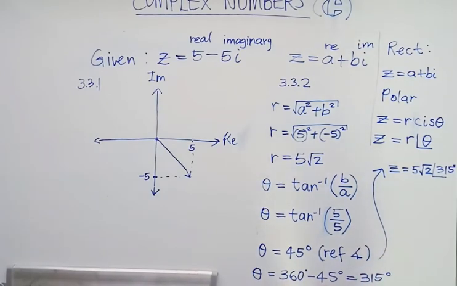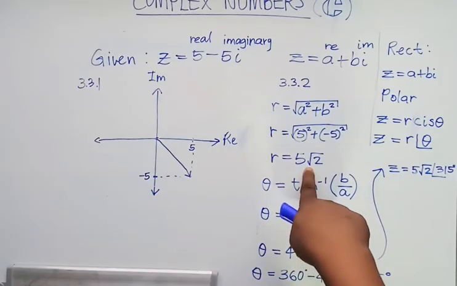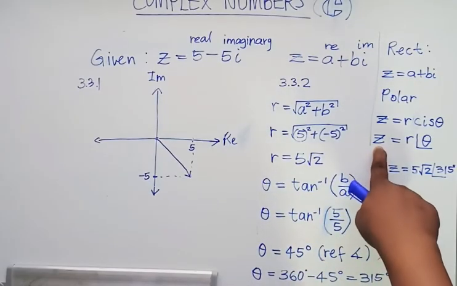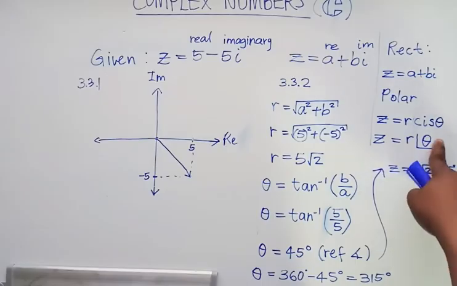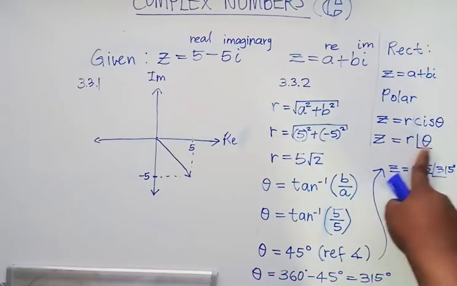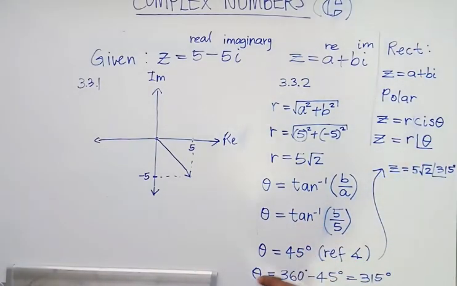And what was the reason for this theta and this r? It was for us to come to z being r angle theta. That was the whole purpose. And if you've done that, you would have answered the question.